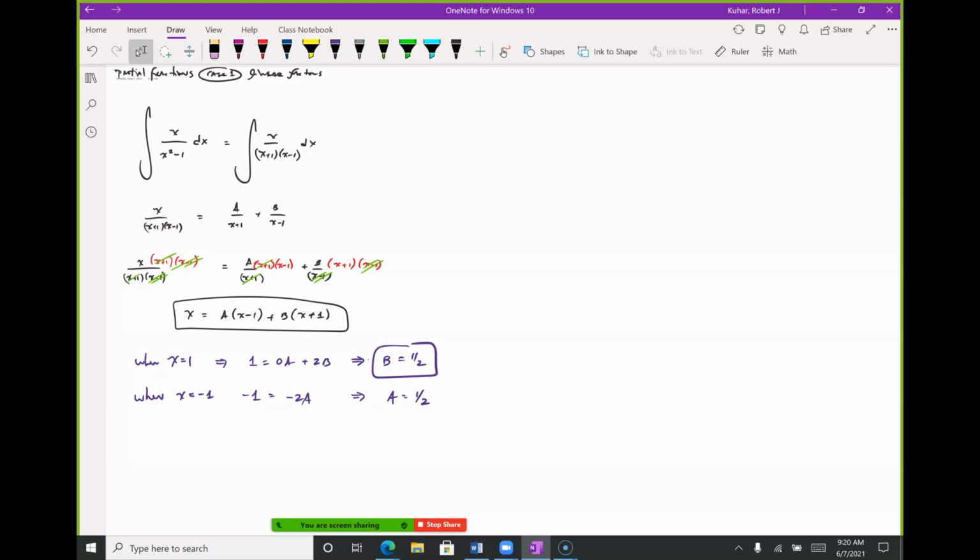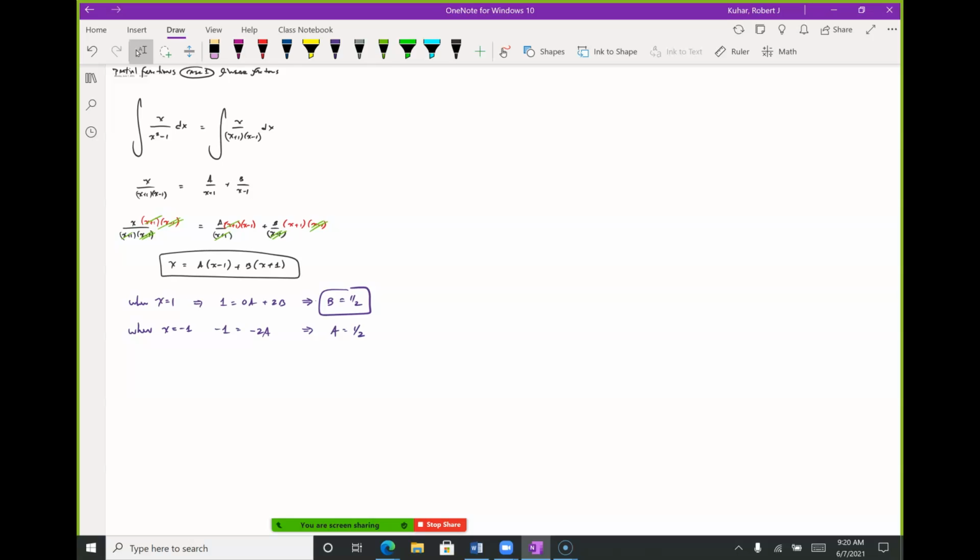So now I have my integral of x over x squared minus 1 dx is now the integral of 1 half over x plus 1 plus 1 half over x minus 1. And certainly I can split that into two integrals.